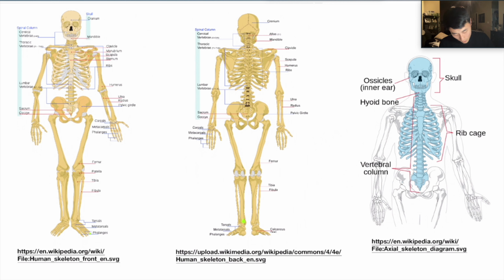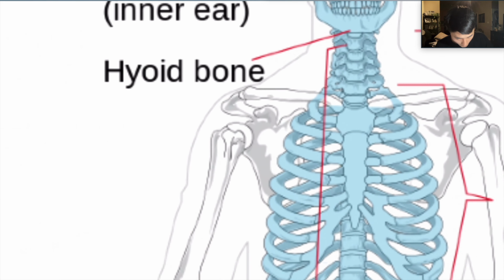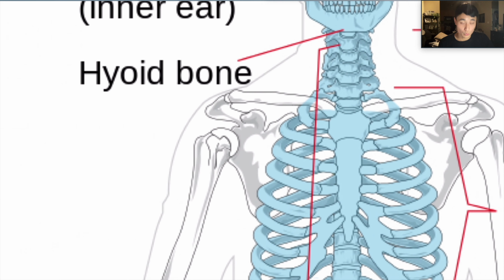So the skull, vertebral column, and then the ribs are called the axial skeleton. And the only attachment point between the axial skeleton and the appendicular skeleton is between the sternum and the clavicle, which is located right here. That's the only area where the axial skeleton attaches with the appendicular skeleton directly.